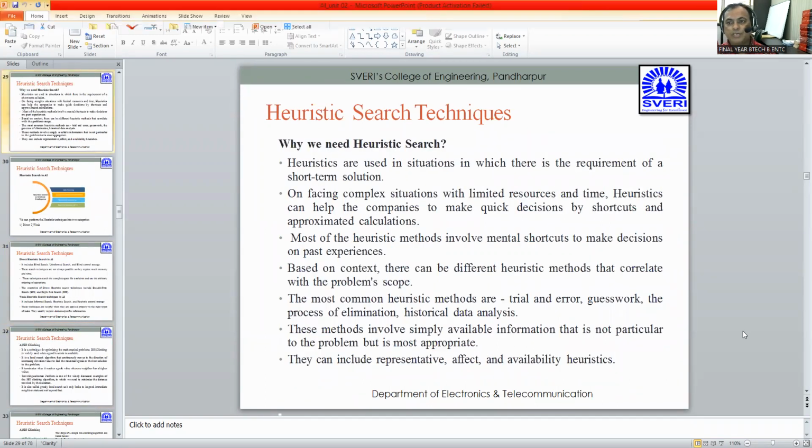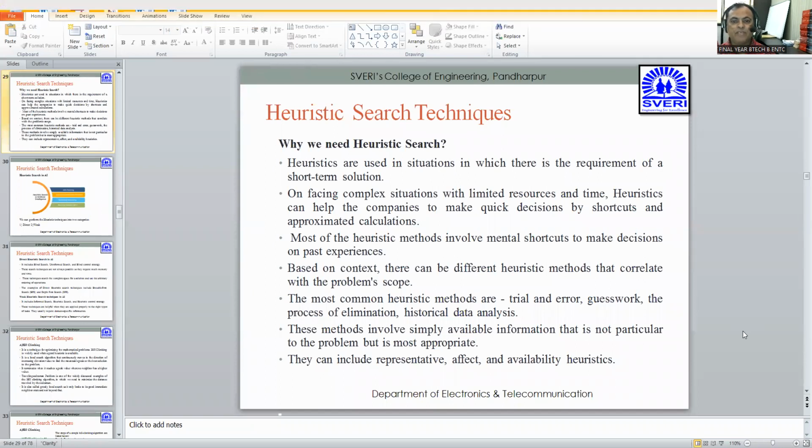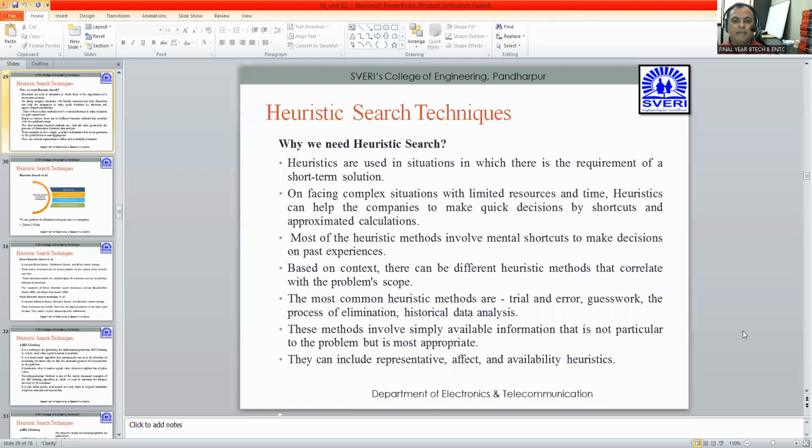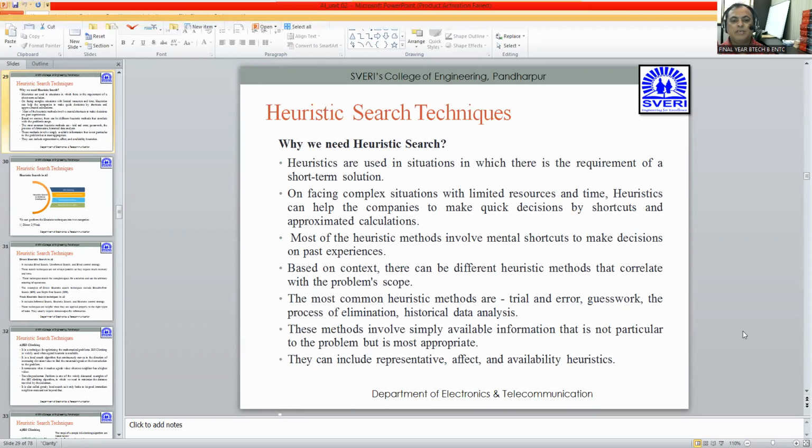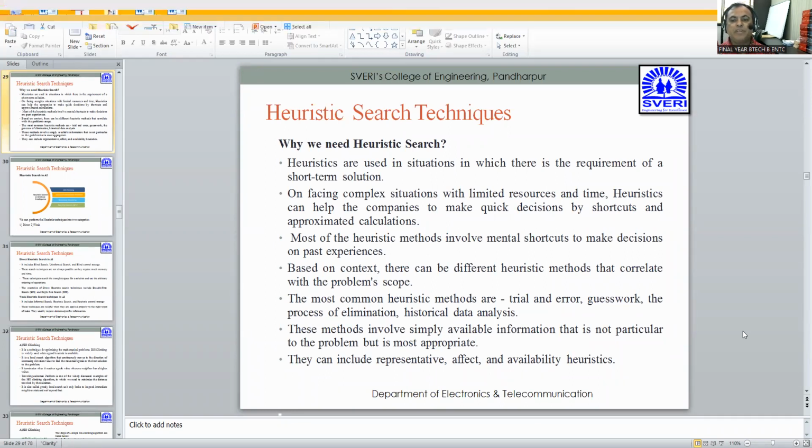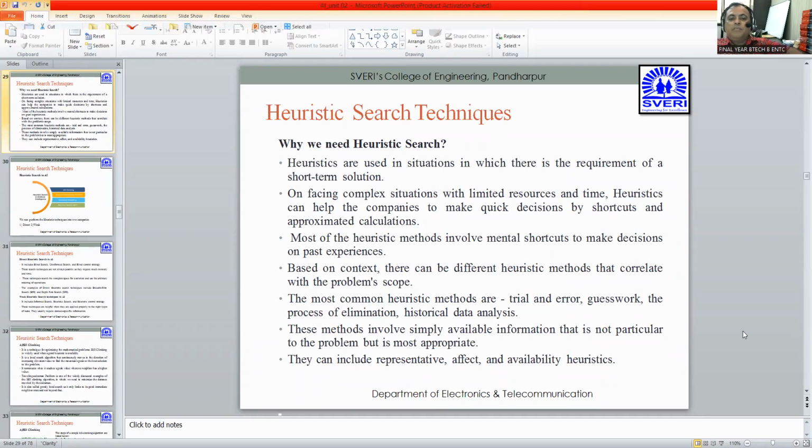Why we need heuristic? That is the most important. It is used in situations where there is a requirement of a short-term solution. On facing complex situations with limited resources and time, heuristics can help companies make quick decisions. Most heuristic methods involve mental shortcuts to make decisions based on past experiences. There can be different heuristic methods that correlate with the problem scope.